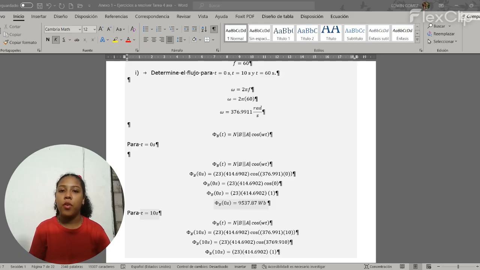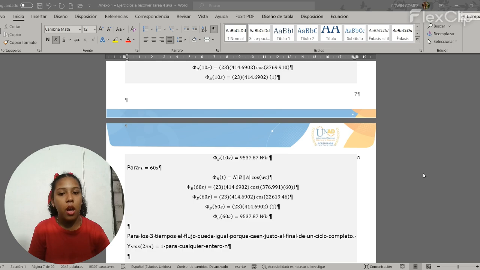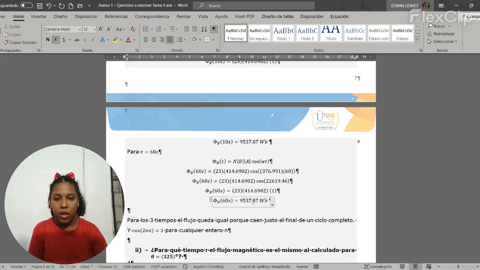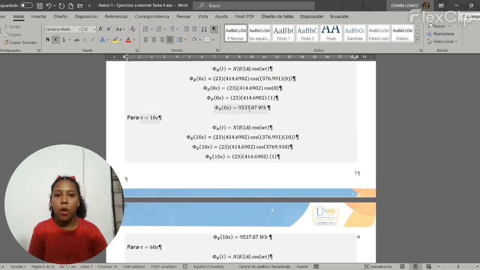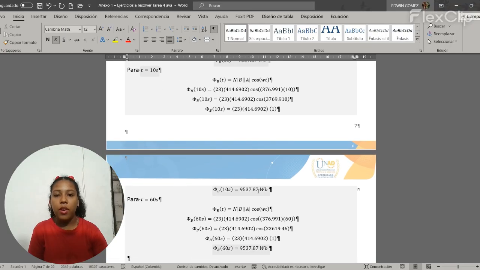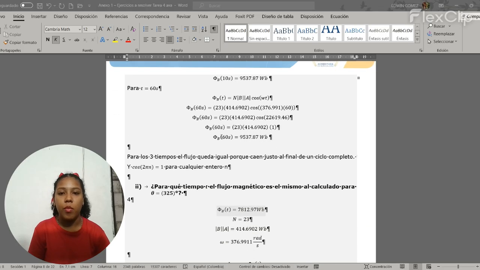Because each of these times corresponds to the completion of a full number of periods, the cosine returns to its maximum, and therefore the flux at the three instants has the same value. This is the case for all three conditions, corresponding to the previously calculated angle.